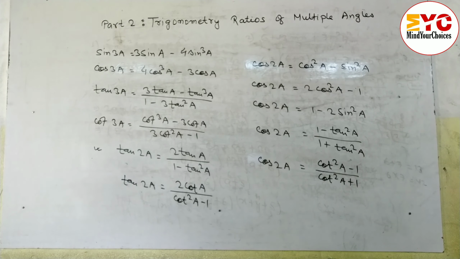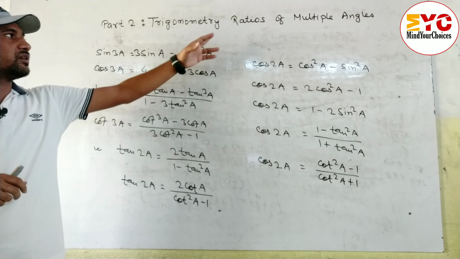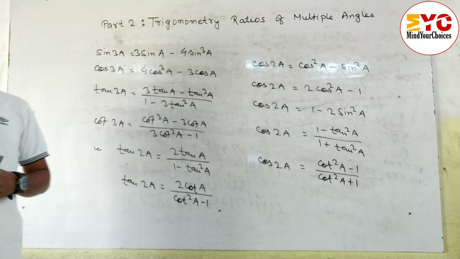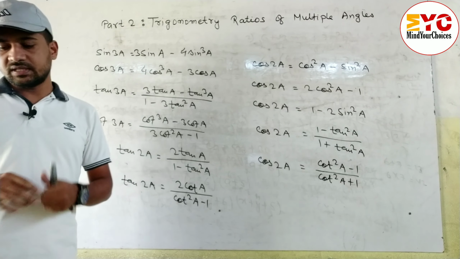Hope you understand all these formulas. You have to learn sine 3a, cos 3a, tan 3a and cot 3a. This many formulas are very important for trigonometric ratio of multiple angles. Now I'm going to start short questions from the same exercise.